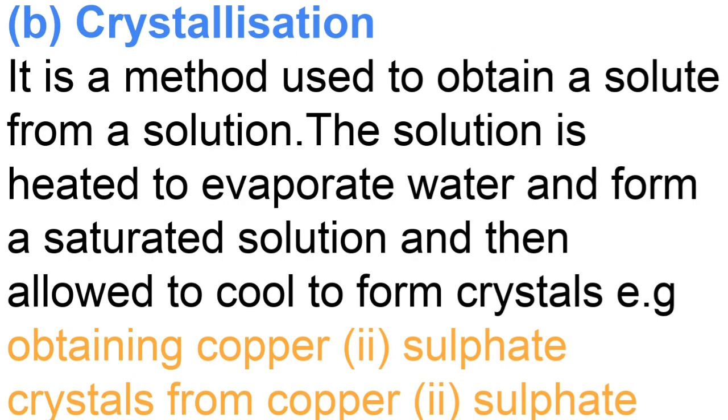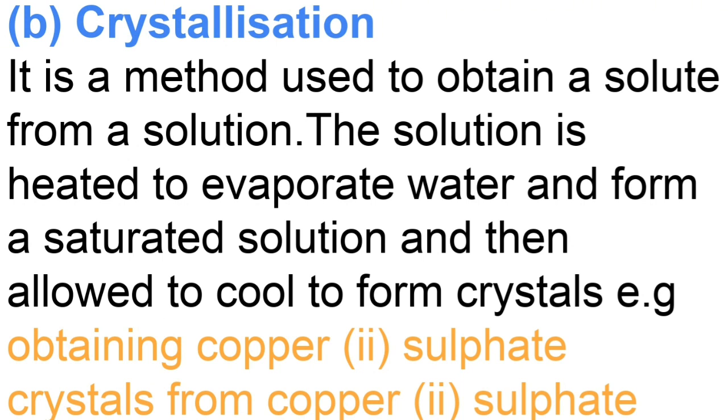The next method we are going to look at is crystallization. Now, crystallization is a method used to obtain a solute from a solution, whereby the solution is heated to evaporate water and form a saturated solution, and then the saturated solution is allowed to cool in order to form crystals.